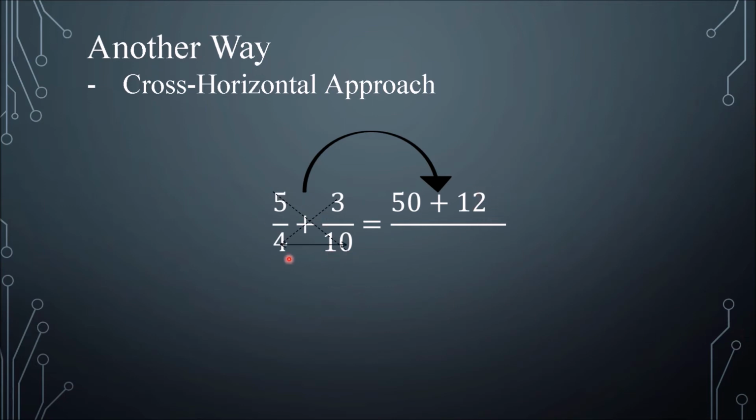And then we do the horizontal, that 4 and 10. So we have 4 times 10, that is 40. So we add 50 plus 12, that's 62 over 40. Same thing, 31 over 20 is the sum. Same thing with the subtraction. 5 fourths minus 3 over 10, that's 50 minus 12, 38 over 40, which is equal to 19 over 20. So do the cross and then horizontal.